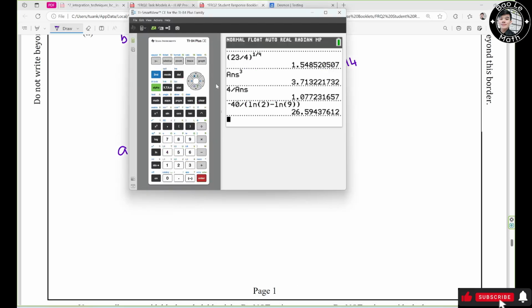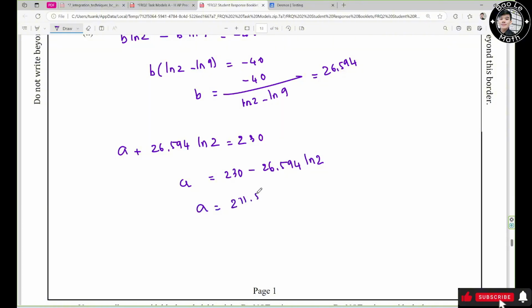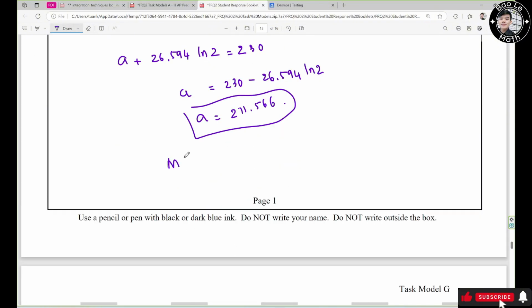Alright, I'm going to bring up the calculator. So it's going to be 211.566. Now you have the equation m of t equals 211.566 plus 26.594 natural log of t, right?